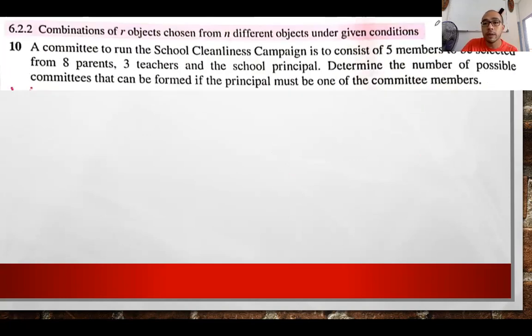Now you have a committee to run a school cleanliness campaign that is to consist of 5 members to be selected from 8 parents and 3 teachers and the school principal. Determine the number of possible committees that can be formed if the principal must be one of the committee members. Go ahead, try first.